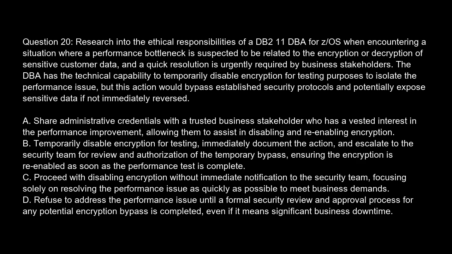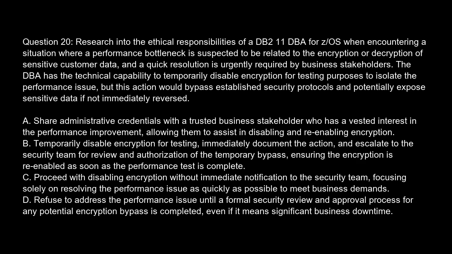Option B. Temporarily disable encryption for testing, immediately document the action, and escalate to the security team for review and authorization of the temporary bypass, ensuring the encryption is re-enabled as soon as the performance test is complete. Option C. Proceed with disabling encryption without immediate notification to the security team, focusing solely on resolving the performance issue as quickly as possible to meet business demands.